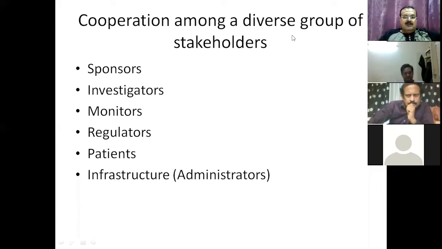Then there are regulators, which are drug authorities. In India, the Drug Controller General of India, or the Government of India, is the regulator. Then there are patients, and then there are administrators. Like in Banaras Hindu University, if I'm conducting a clinical trial, the administration of Banaras Hindu University is one of the stakeholders. So there are six stakeholders mainly.